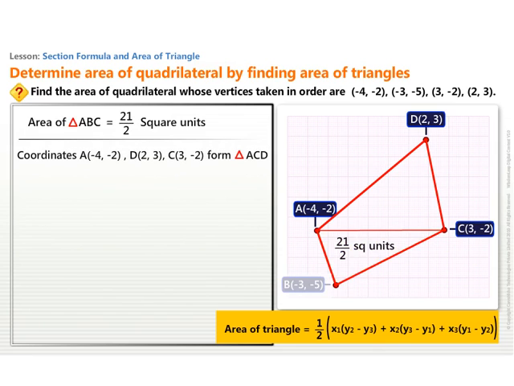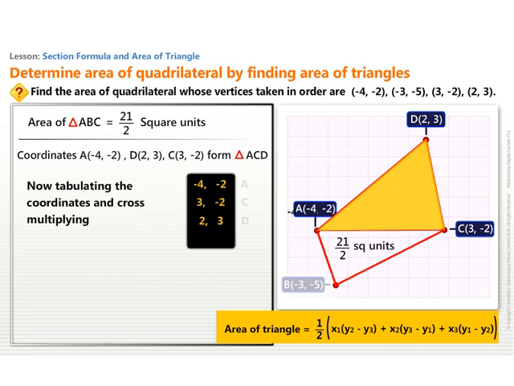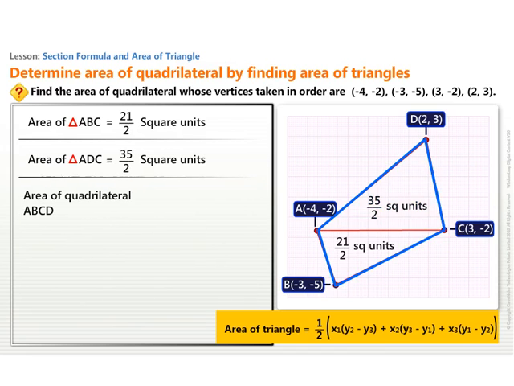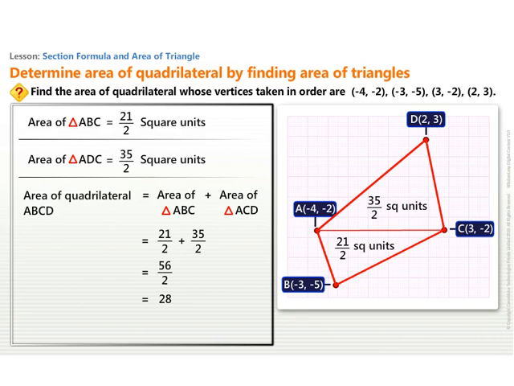Similarly, coordinates A (-4, -2), D (2, 3), C (3, -2) form triangle ACD. Now tabulating the coordinates and cross-multiplying, we get the area of triangle ACD is equal to 35/2 square units. Area of quadrilateral ABCD is equal to the area of triangle ABC plus the area of triangle ACD. Substituting the computed values of the areas in the above equation, we get the area of quadrilateral ABCD is equal to 28 square units.